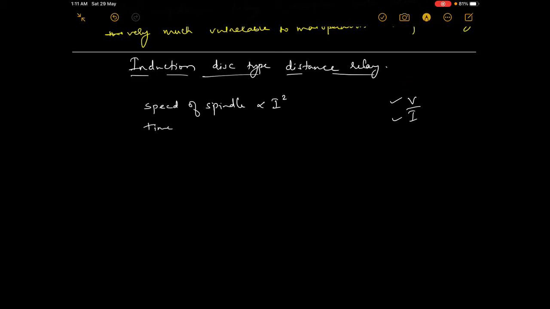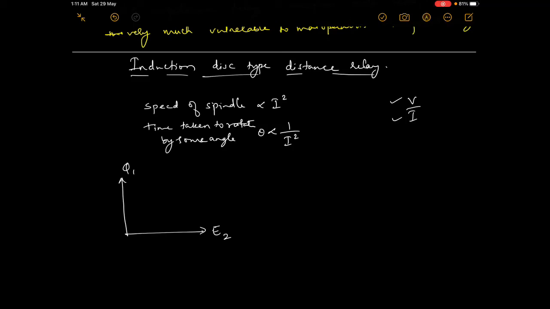Okay, so the time taken to rotate the disc by some angle, that theta, is inversely proportional to the current, because more current, less time taken. Theta is nothing but the time taken; the angle displacement is related to time here. And we also had seen this graph, right? So this was the main flux, which we had seen in the first chapter, correct?